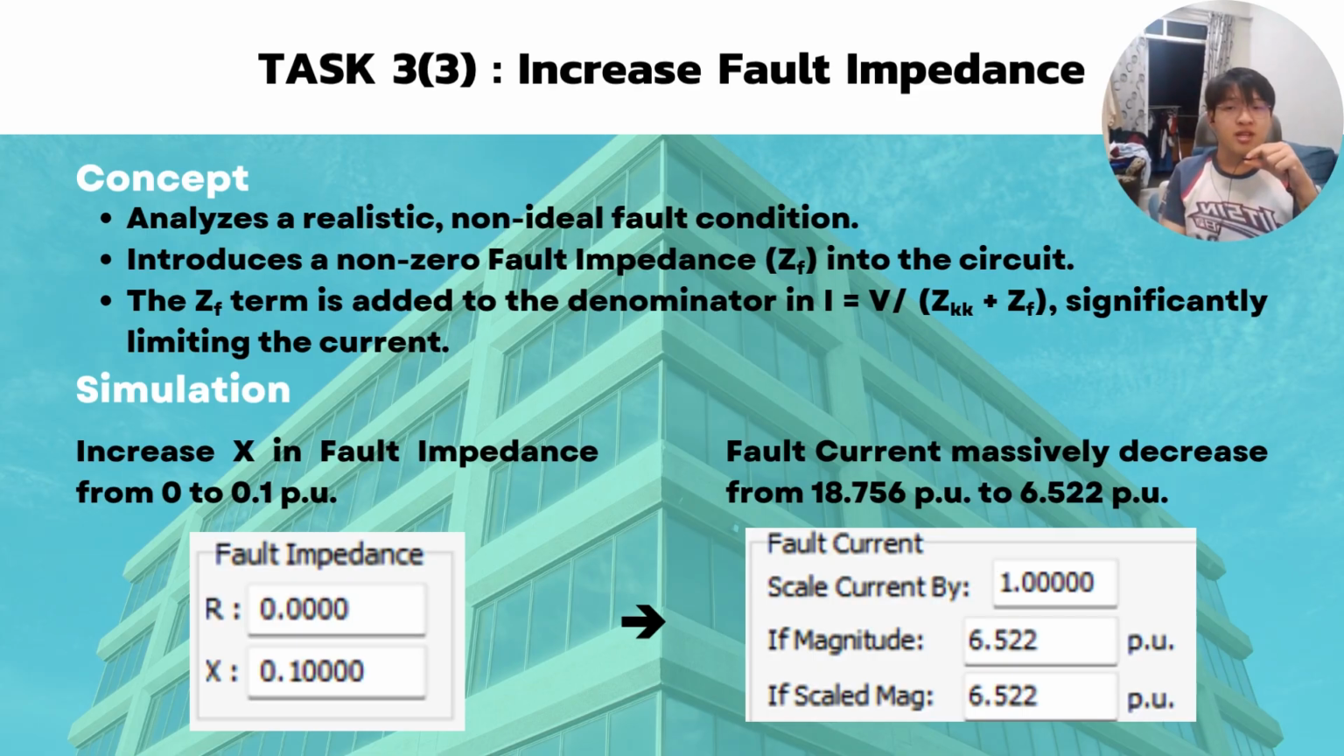The second method analyzes the effect of fault impedance. This isn't an engineered solution, but rather models a realistic, non-ideal fault. Here, the fault itself has an impedance, which gets added to the total. Our simulation shows that by introducing just 0.1 per unit of fault impedance, the fault current was massively reduced from 18.7 down to 6.5 per unit.